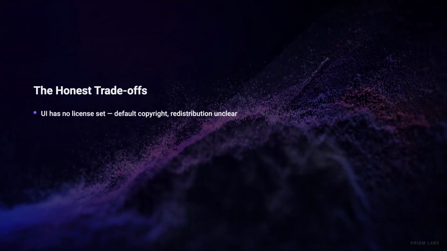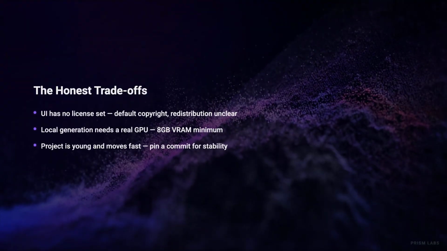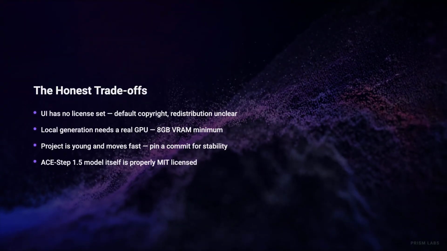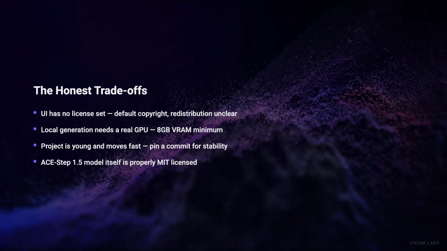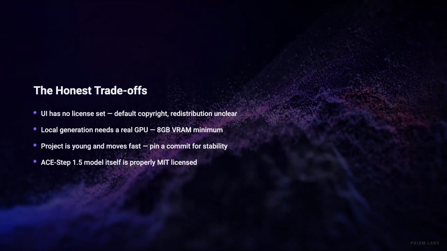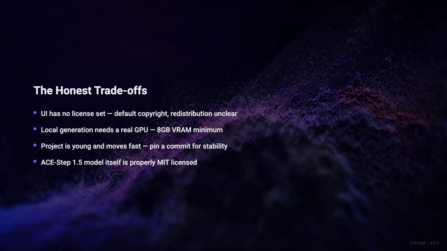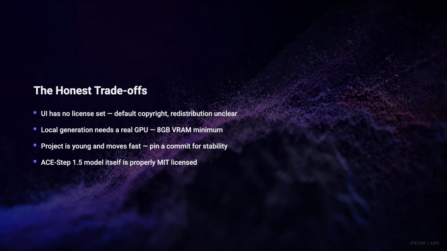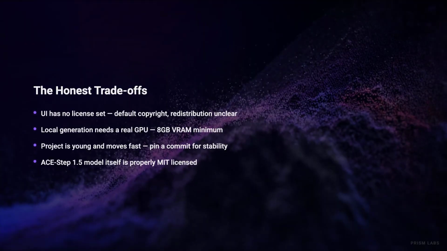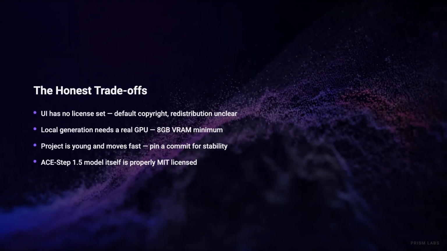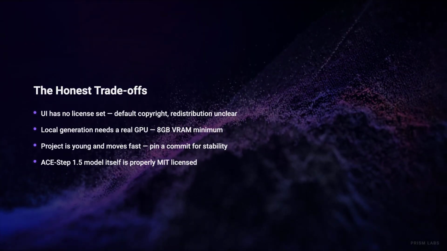3 caveats before you install. 1. The UI repo has no license set, which legally means default copyright applies. You can run and clone it, but redistribution and forking are in a gray zone until fspecii adds a license. The underlying ACE Step 1.5 model is properly MIT licensed, so the model side is clear. The UI side is what you should watch.